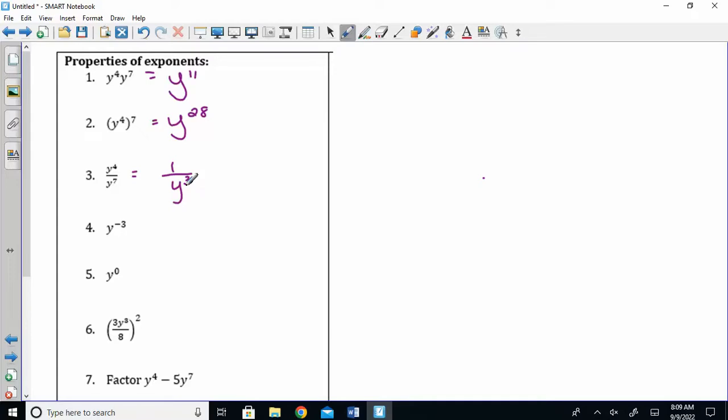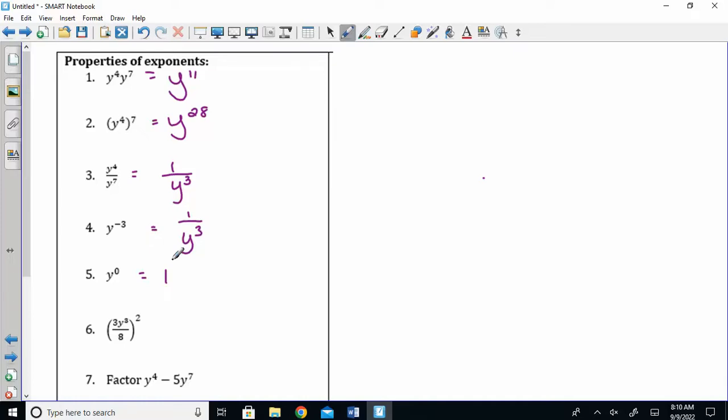Number four, what does a negative exponent do? It becomes 1 over y cubed. Number five, what is anything to the 0 power? 1. Saying like you have no y's, so we just have a 1.